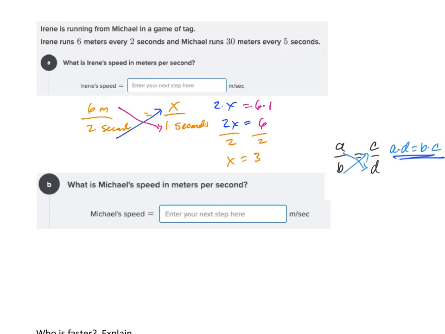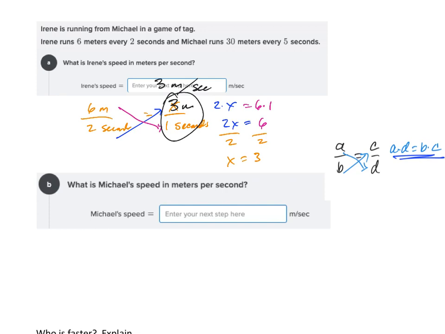That means this is a 3. We would put 3 in here. So you would type in 3. Remember, you wouldn't put in the meters because that would probably just mess them up. Okay, she's moving 3 meters per second. And remember, we're just trying to figure out what the unit rate is. The whole unit rate is what they want. And now they want us to do the same thing with Michael.